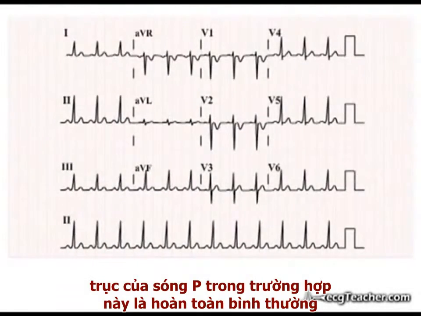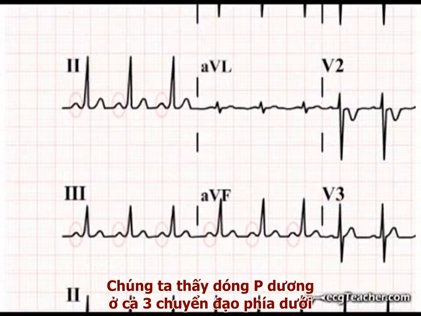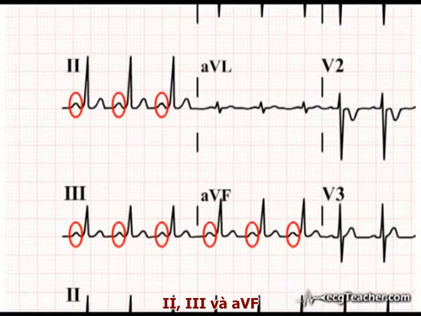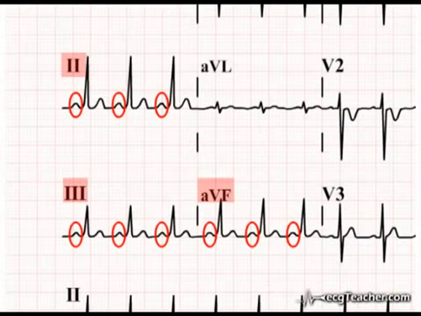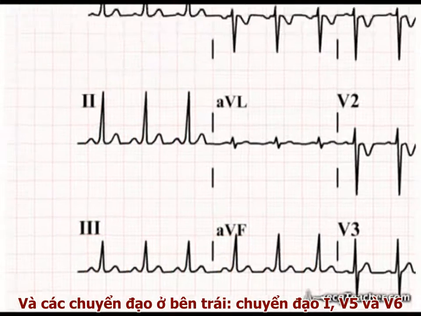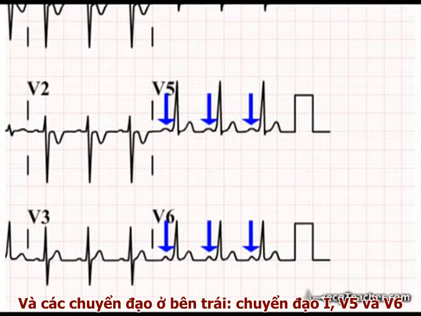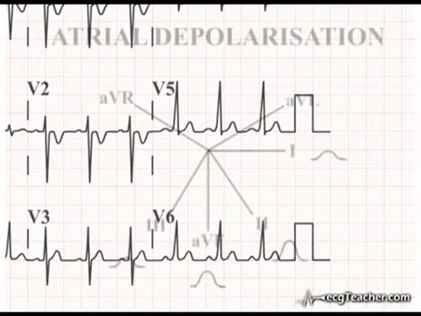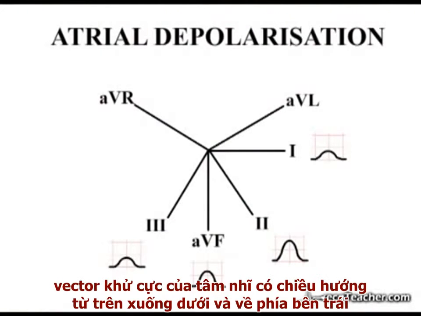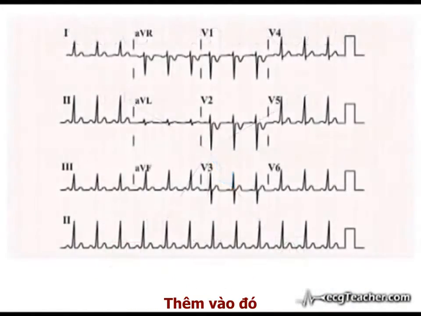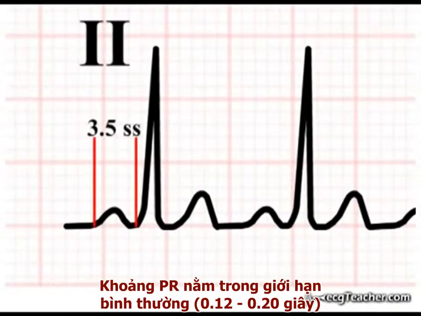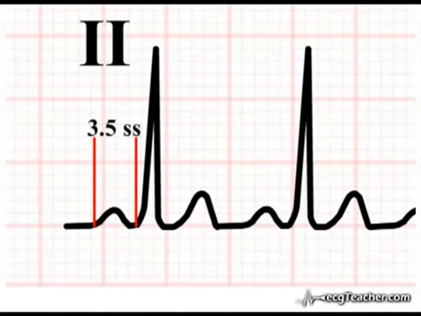In fact, the P wave axis is normal. We find upright P waves in both the inferior leads 2, 3 and aVF and the left-sided leads, leads 1 and V5 and V6. This indicates that the bulk of atrial depolarization is proceeding downwards and to the left. Also, the PR interval is within the normal range.